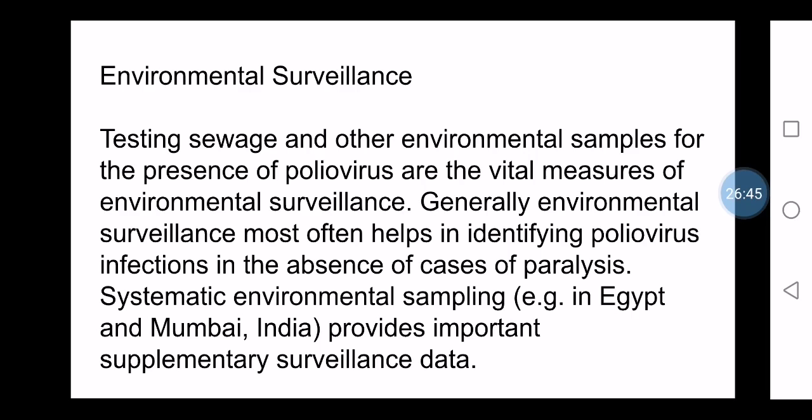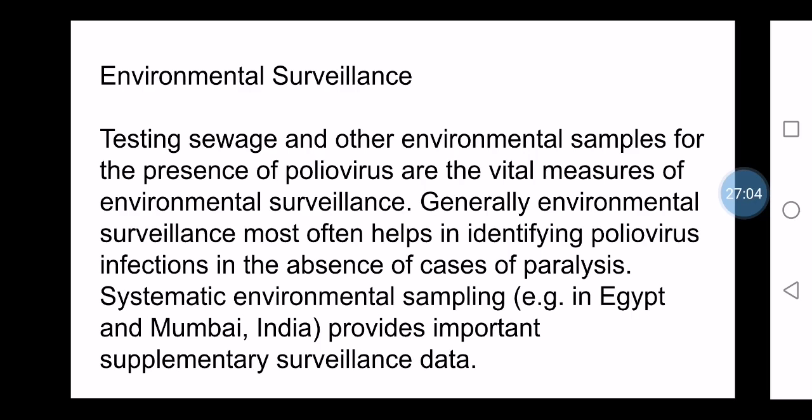And generally environmental surveillance most often helps in identifying polio virus infections in the absence of cases of paralysis. Before it attacks people and causes paralysis, we will be able to find the source of infection if we do this type of environmental surveillance.